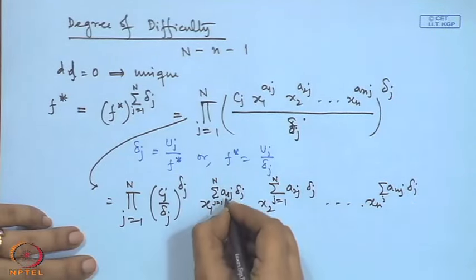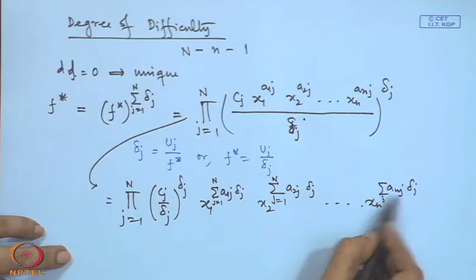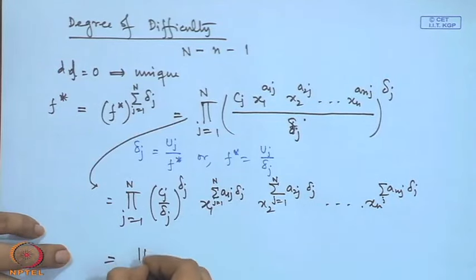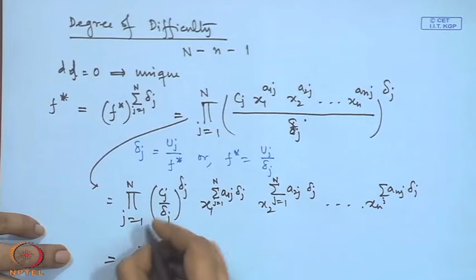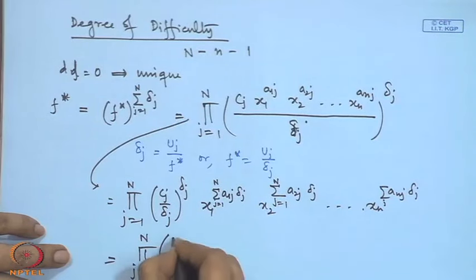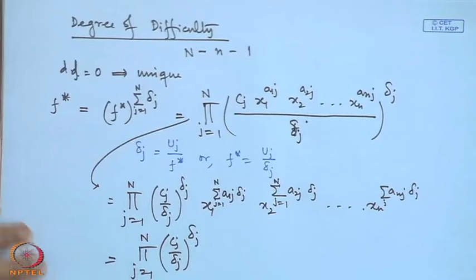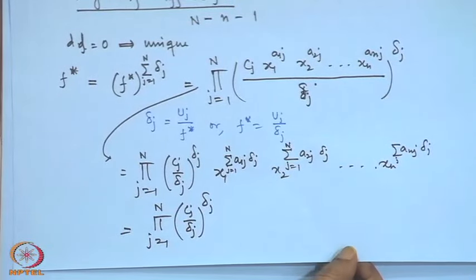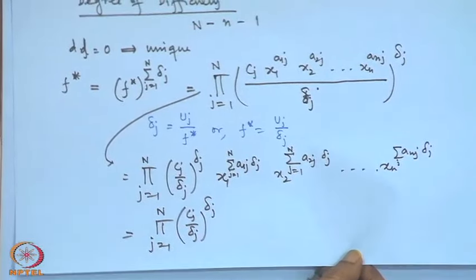If this is so, these are all from the orthogonality conditions, we are getting the values as 0. Thus, in general we can say that this is the optimal value of the objective function, Cj by delta j to the power delta j. This is the optimal objective functional value. Then we will go for the calculation of optimal values of the decision variables.